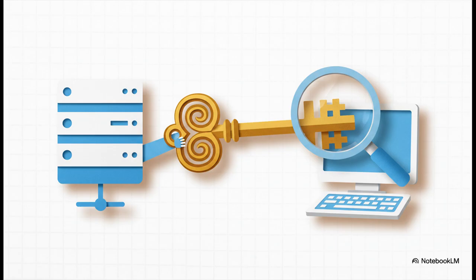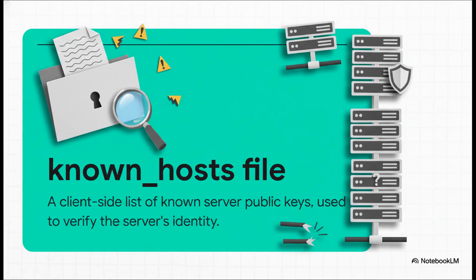And now, the client has to decide if it actually trusts this ID. So how does the client decide? Well, it checks its contact list. This list is a little file on your machine called known hosts.